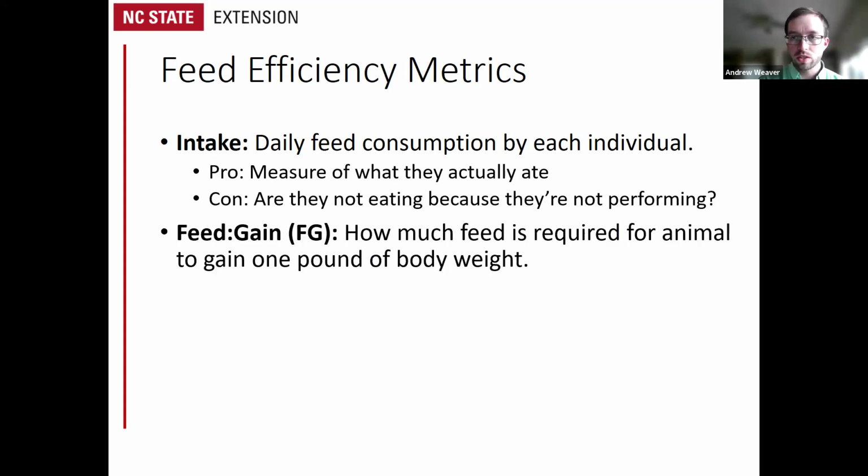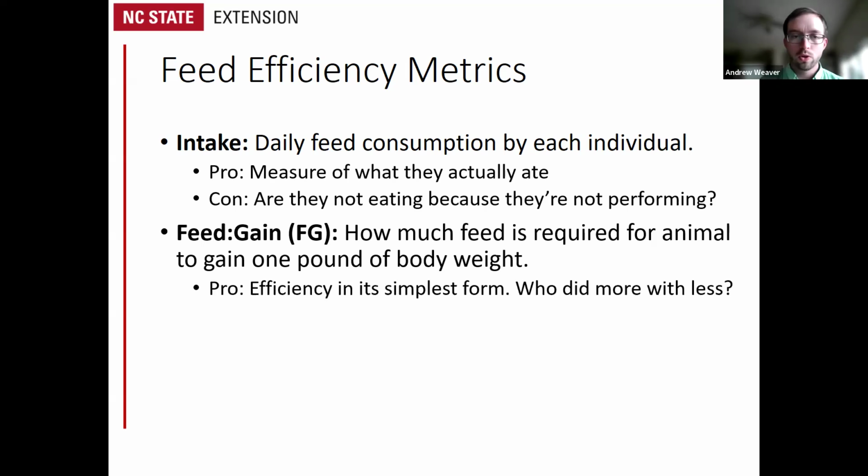And so that brings us to what we call feed to gain ratio. This is a really common form that feed efficiency is expressed in. It's simply how much feed is required for that animal to gain 1 pound of body weight. It's really efficiency in its simplest form. Who gains the same amount while consuming less feed to do so. And so it's great from that standpoint, especially as a feedlot metric. It makes some sense which animals use less feed to gain that body weight during that growth phase of production.